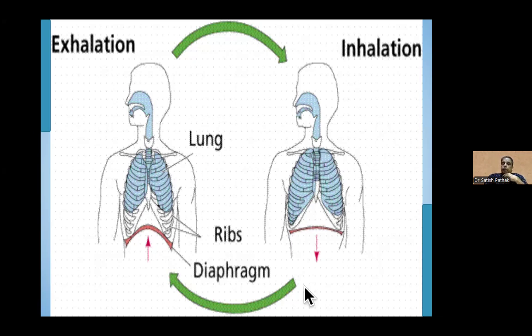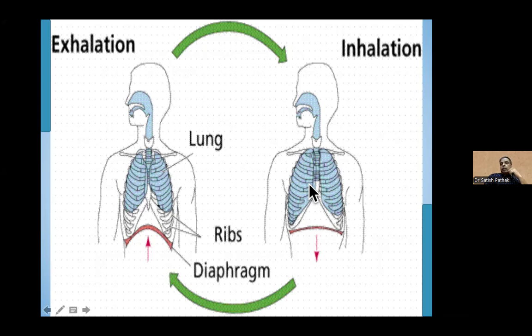So since the diaphragm has gone down, the intercostal muscles have contracted, the anterior-posterior diameter of the chest has increased, the lung gets more area to expand. When the lung expands, the air inside the lung also spreads all over, and the pressure of the air inside the lung reduces, and that is why the air from higher pressure moves into the lung, and that is the inhalation.